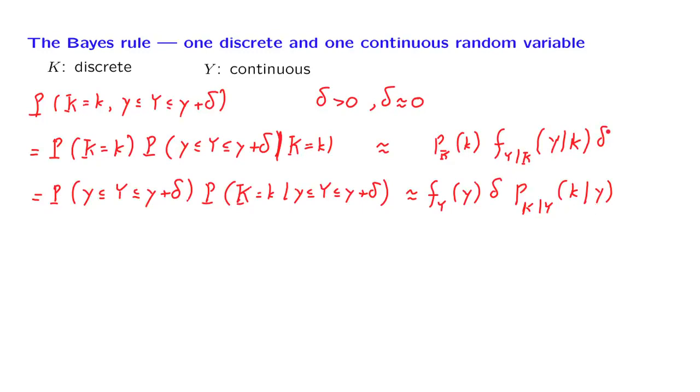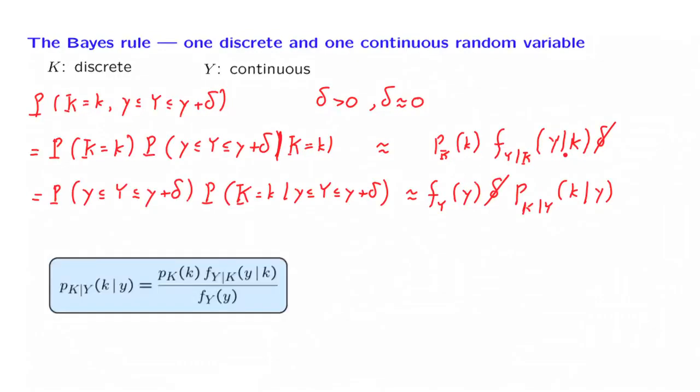So we can cancel the deltas from both sides, and we have that this expression is approximately equal to that expression, and this approximate equality is more and more exact as we send delta to 0. But delta has already disappeared from here, so we can set these two expressions equal to each other. At this point, we can take this term and move it to the other side of the equality, so it will go to the denominator, and we obtain this version of the Bayes rule.